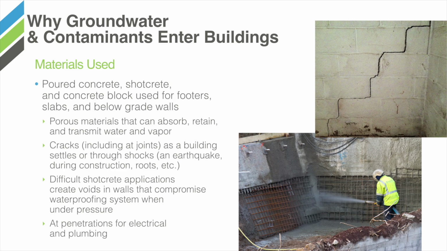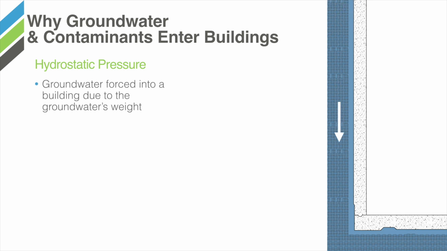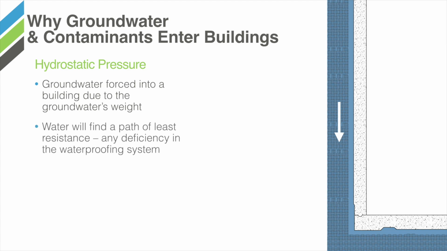In a below-grade environment, water can exert pressure on the building foundation. Groundwater is forced into the building due to the groundwater's weight. This pressure can be significant, and water is very patient. Water will find the path of least resistance, and any deficiency in a waterproofing system will be found by the water over time. As water enters the building, you will see it come out through the building foundation walls or up through the building slab.